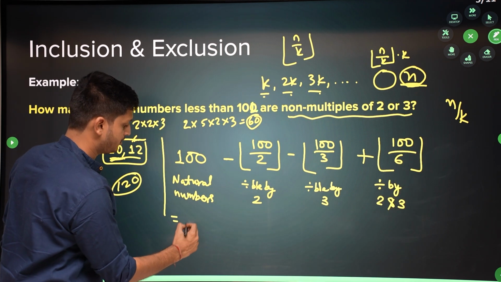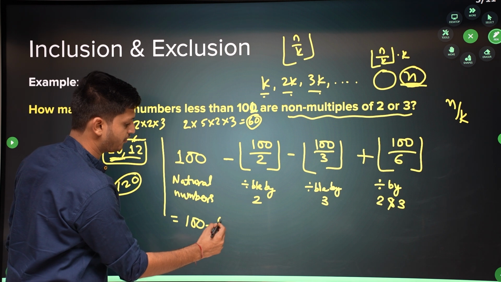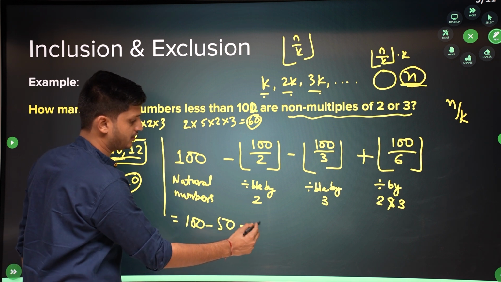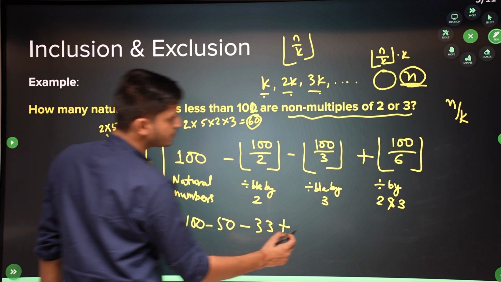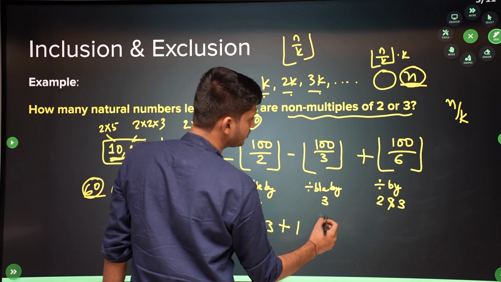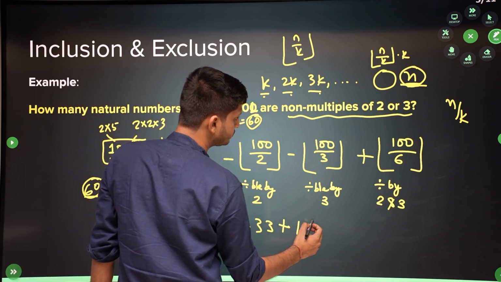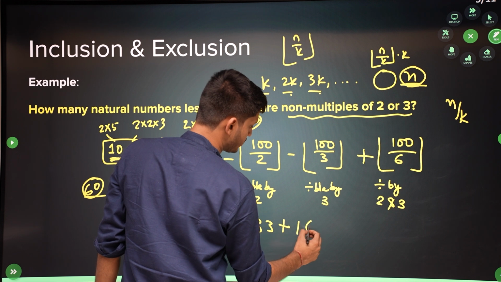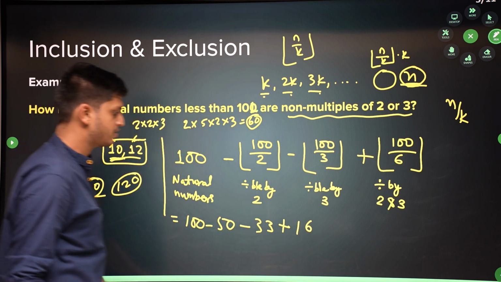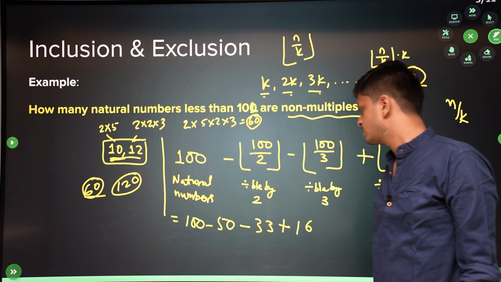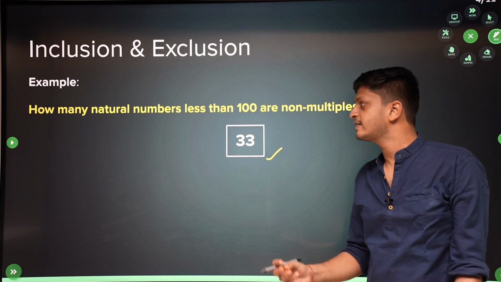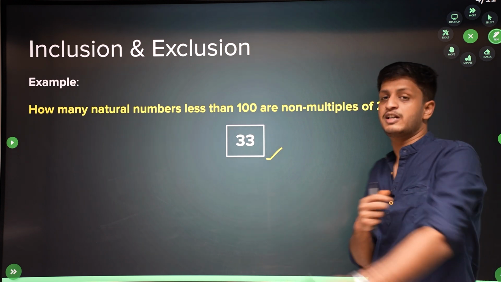So this is 100 minus 50 minus 33 plus 16. Okay. So you can just calculate it, it will come out to be 33. Cool. So there are 33 natural numbers which are non-multiples of 2 and 3.